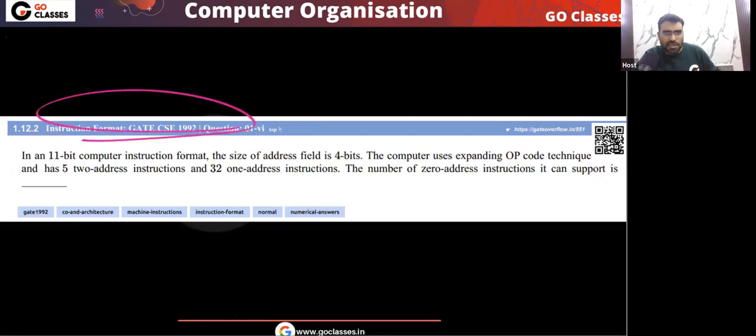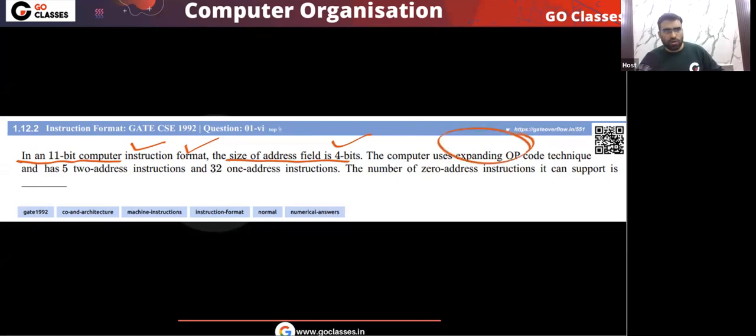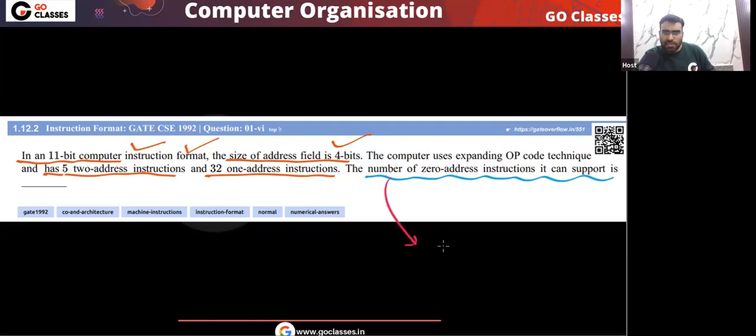This is a GATE 1992 question on the expand opcode technique. It says that in an 11-bit computer instruction format, the instruction size is 11 bits, and the size of the address field is 4 bits. The computer is using the expand opcode technique and has 5 2-address instructions and 32 1-address instructions. The number of 0-address instructions it can support, let's assume that is n. Is this clear? You assume this value is n.